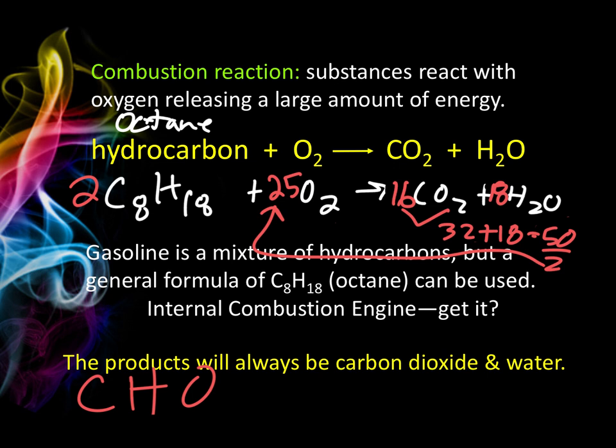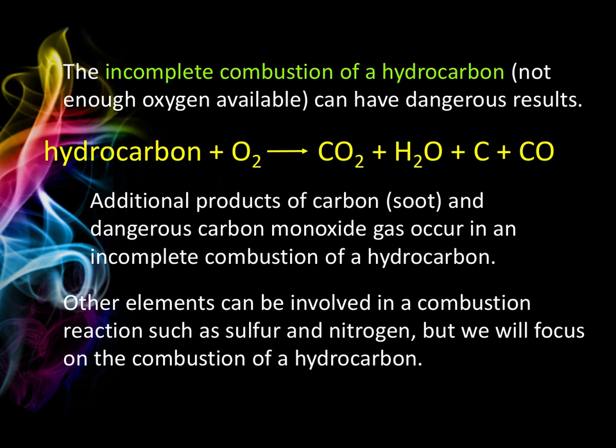Gasoline is a mixture of hydrocarbons. General formula is C8H18. All right, so a little bit more information. You can have an incomplete combustion where you have a hydrocarbon and not enough oxygen. That could be dangerous, right? Incomplete combustion will give you carbon monoxide. All right, that's poisonous. You also get soot. We did that earlier this year with the evaporating dish. We generated some soot and we did an incomplete combustion. You might not remember that, but we definitely did. All right. Other elements can be involved in a combustion reaction, such as sulfur and nitrogen, but we're going to focus on the combustion of a hydrocarbon.